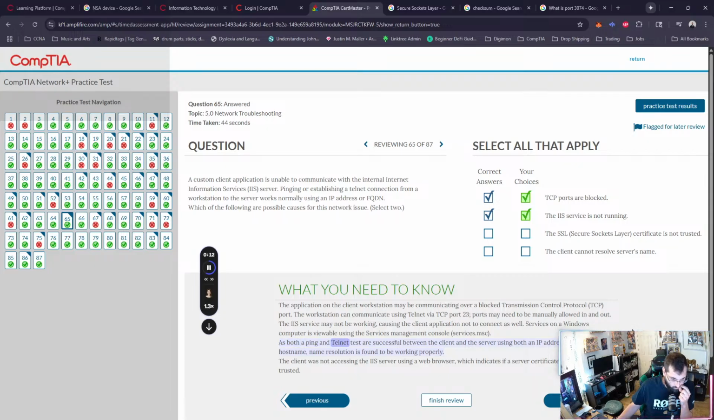As both a ping and telnet test are successful between the client and the server using both an IP address and the host name, resolution is found to be working properly. The client was not accessing the IIS server using a web browser, which indicates if a server certificate was installed or trusted. Yep. Okay. Still not 100% solid, but I definitely have a stronger understanding of ports and TCP now.